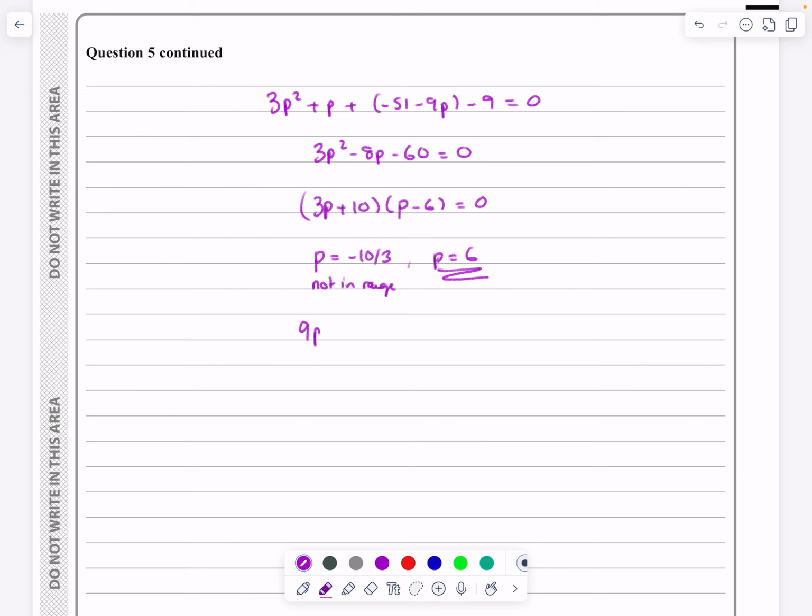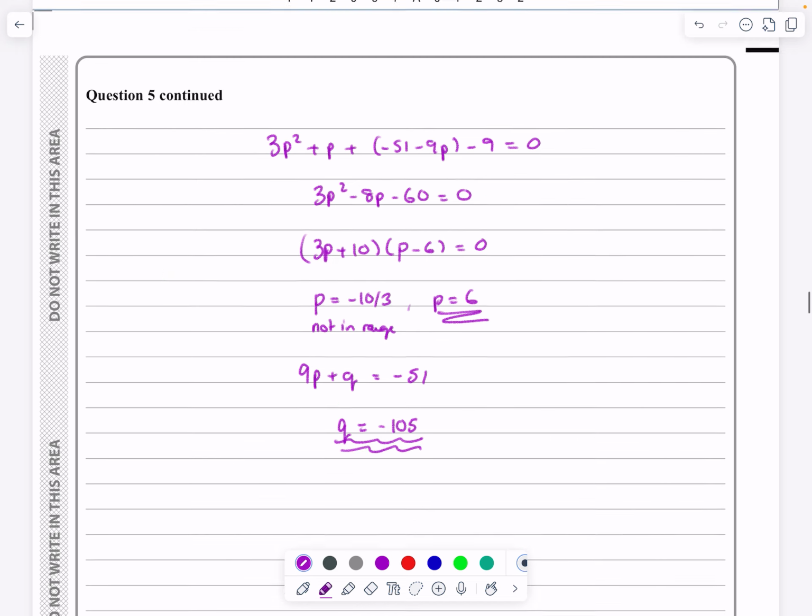We remember that 9p plus q was minus 51, and we now know that p is equal to 6. So it gives me q, sub it all in, q works out to be equal to minus 105.